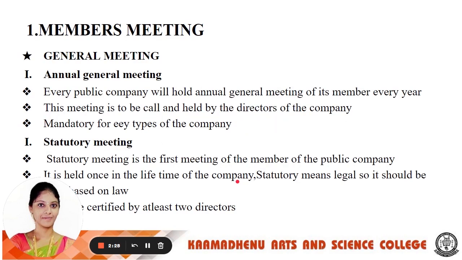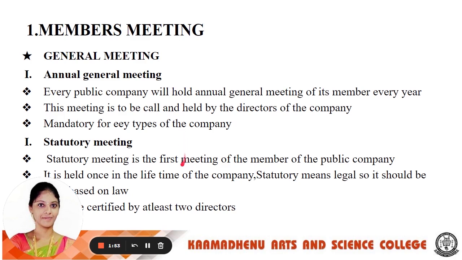First one is the members' meeting. The members' meeting is divided into two categories, and the first is the general meeting. In that, the first one is the annual general meeting. Every public company will hold an annual general meeting of its members every year. This meeting is to be called and held by the directors of the company, and it is mandatory for every type of company. The annual general meeting is conducted once every year, and it is mandatory that every organization conducts it.